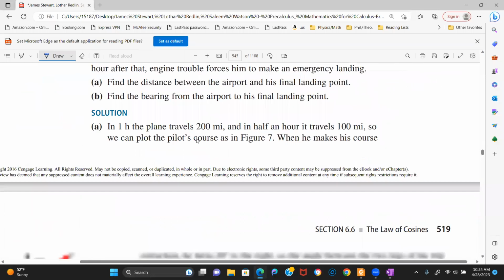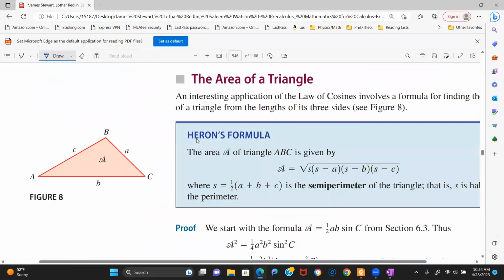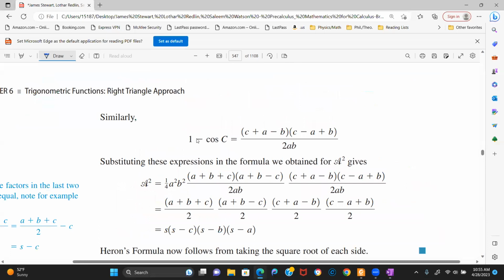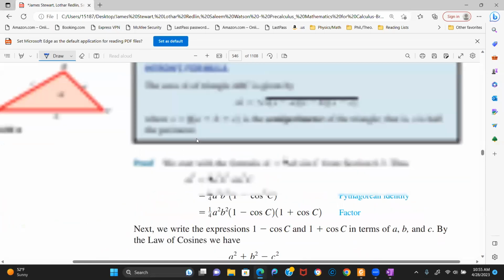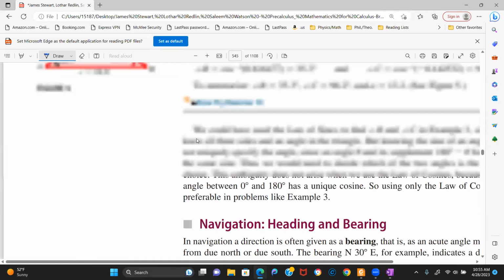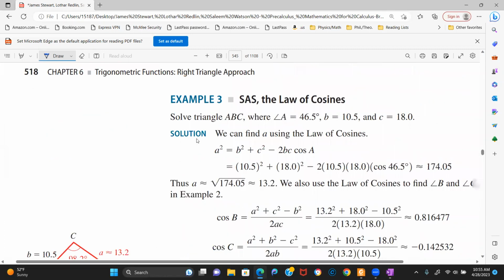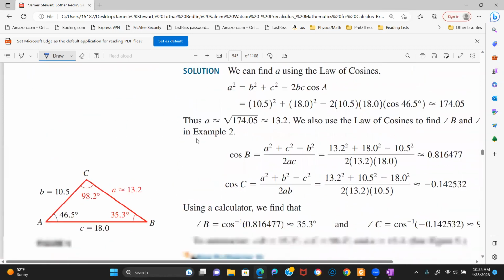We're not going to do that. I don't care about that. All right, there was just one last example. I guess we'll go through it. Right here. So now this is side angle side.